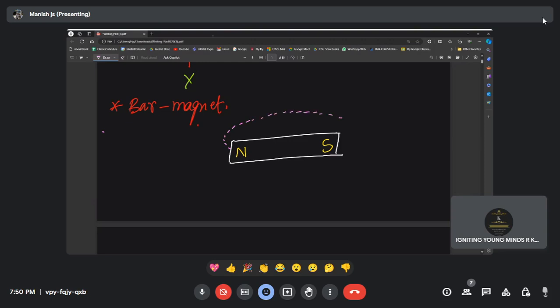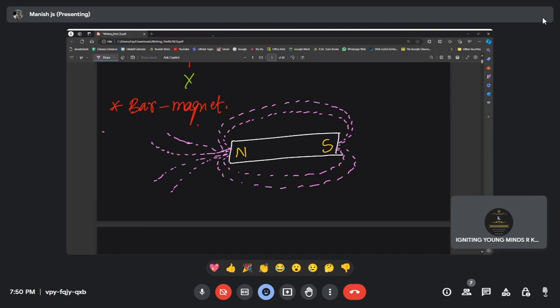I'm drawing it here for you. The pink lines or dots represent the magnetic field around the bar magnet. So this is how it looks. We get only the pattern. We only have the information about the magnetic field pattern. That's it. So this is how it basically looks.